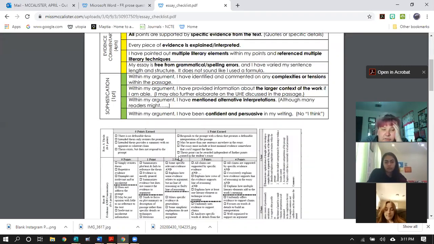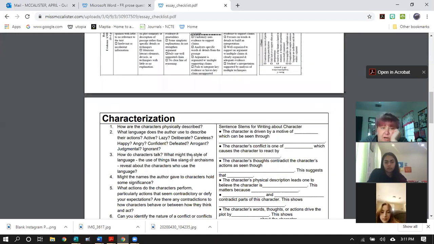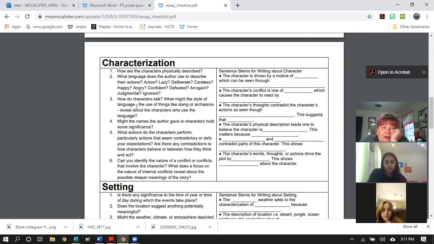The other thing that I showed them yesterday that we were going to talk more about today is these questions for analysis. If you're in the situation where you don't really understand the passage and you're not sure where to go with it, if you can figure out which of the things they're asking about, are they asking about character or setting or point of view or what, then you can use some of these questions to help you figure that out. Does that make sense?